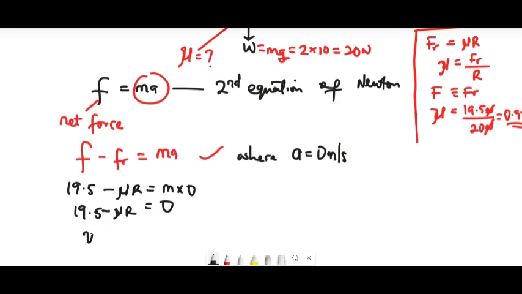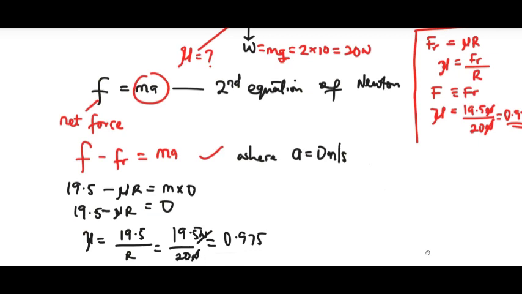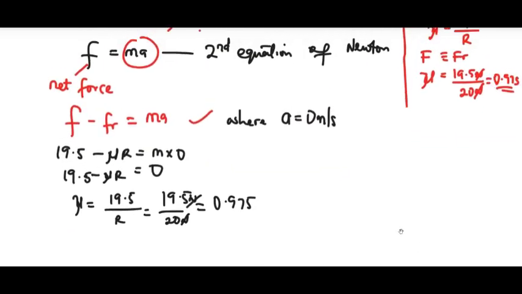So I have my mu will be equal to 19.5 over R, and my R is said to be 20. So I have 19.5 over 20. That will still give me 0.975, right? No units, because these are all in newtons, which will end up canceling out. So if that's the case, let's move to our next question.